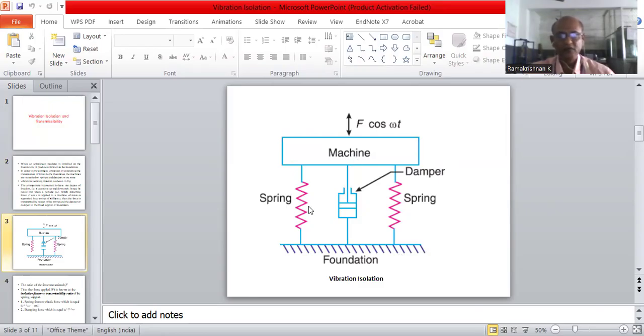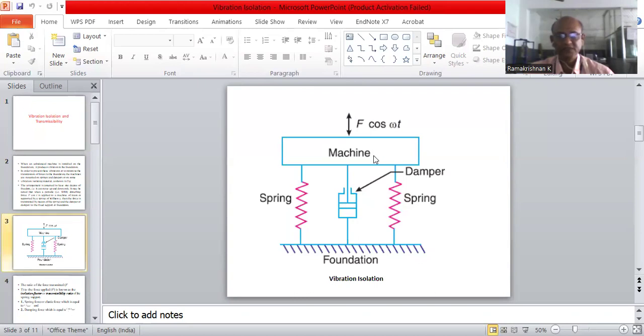So, in order to isolate the force generated from the machine to the foundation, the machine is kept along with some damping proof such as a spring and damper. So the system looks like this. The figure is meant for vibration isolation.